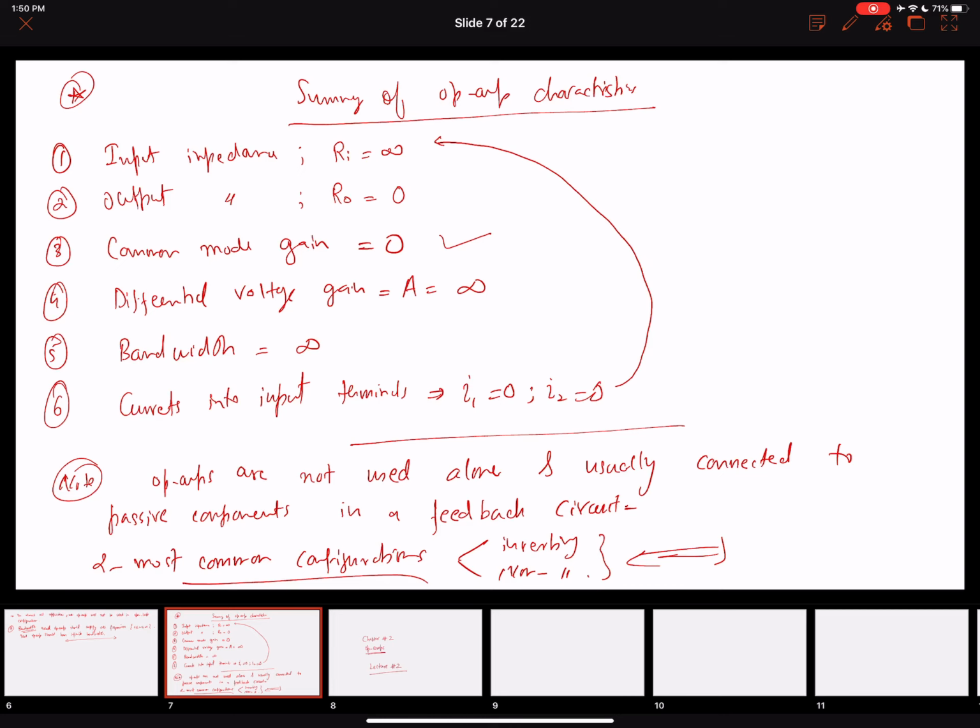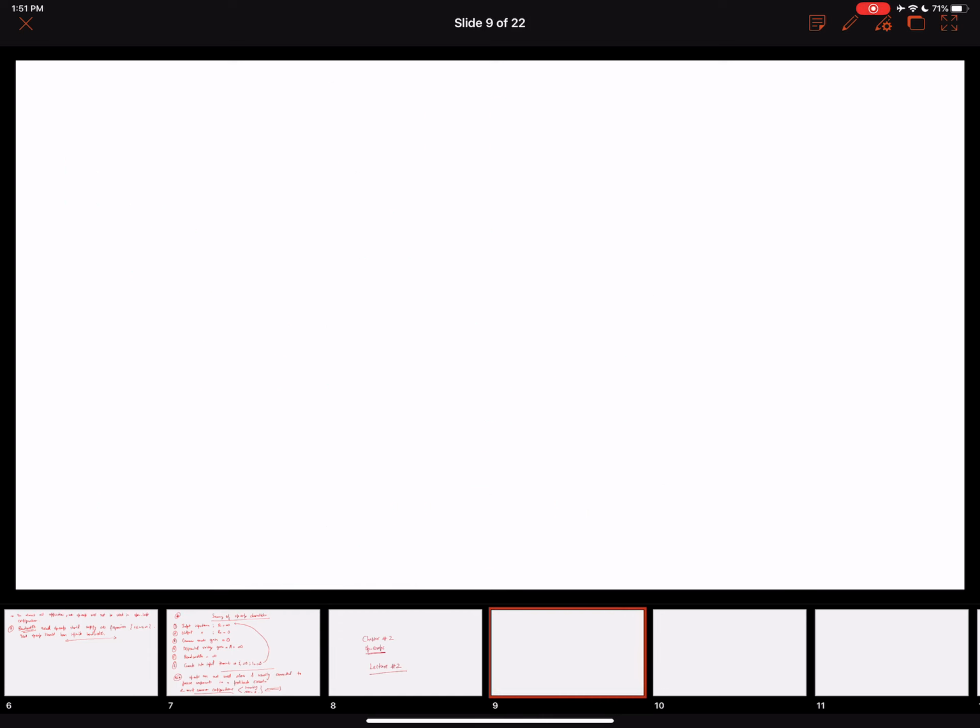Today we will start this lecture by defining these common mode and differential signals and their representation in terms of the input signals V1 and V2, and then we will start building our different configurations of these amplifiers. Again, we're going to start with inverting and then we will move to non-inverting configurations. Okay, so let's start today's lecture.